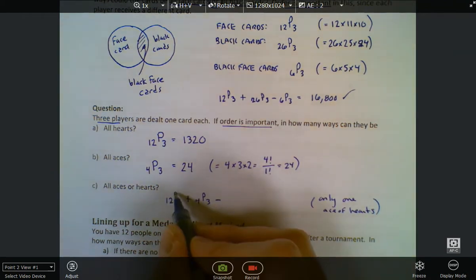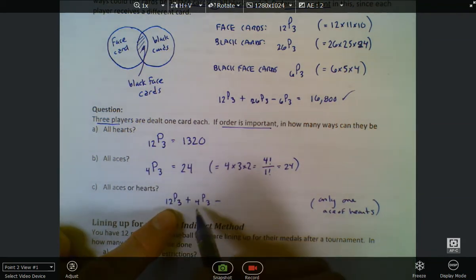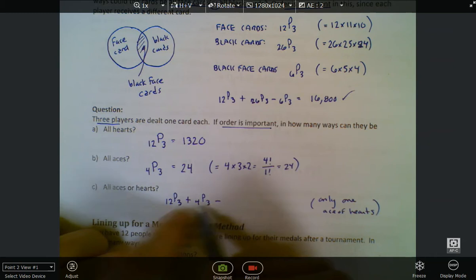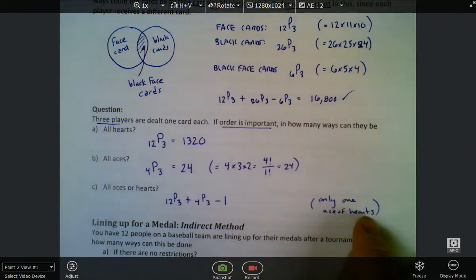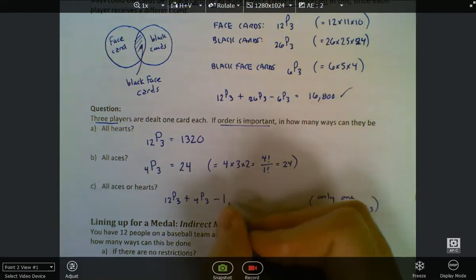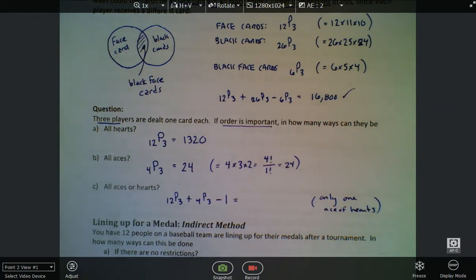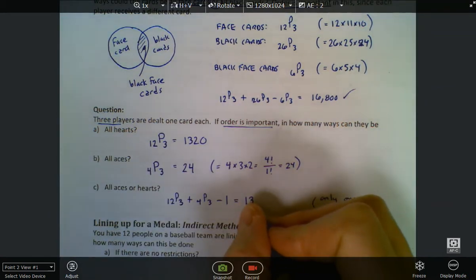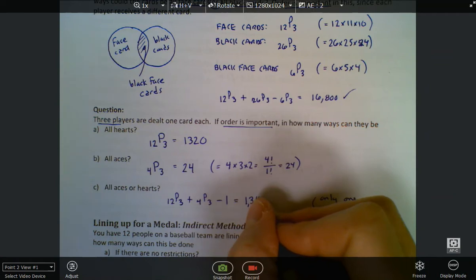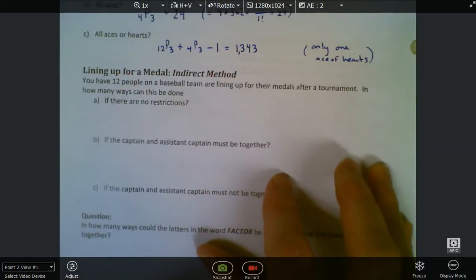Since it says all hearts, this includes the ace of hearts in there somewhere. And this one here also includes the ace of hearts. So we've double counted it, so we can't have that. Therefore what we need to do is subtract off 1, where basically it's 1 factorial if you will, but that's where there's only the 1 heart. And again, that's 1320 plus 24, subtract 1, so the answer is 1,343 is the total.